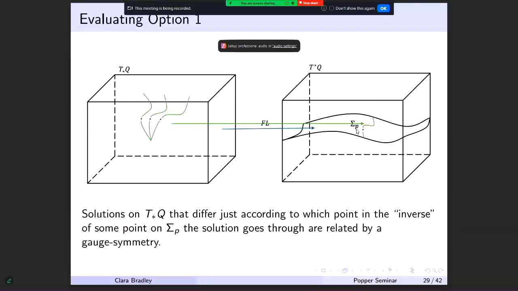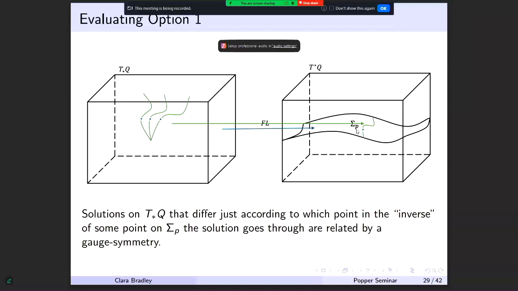So why does this help us? Well, coming back to this picture, essentially what this theorem is telling us is that if we have some solution to the equations of motion on our right-hand side, on our Hamiltonian side, and then we think about the inverse image of that, where there are lots of solutions in its inverse image, differing by these different points that map to that single point on the right-hand side, those solutions that differ just according to which point in the inverse the solution goes through are all related by a gauge symmetry.